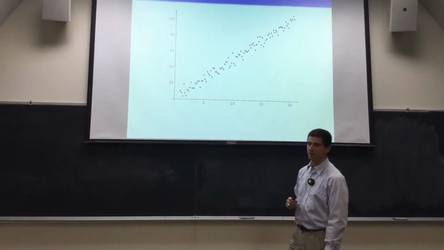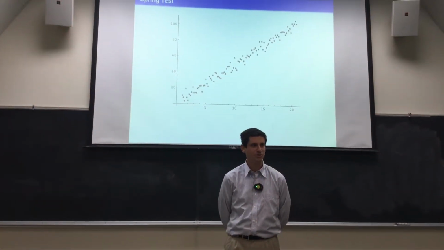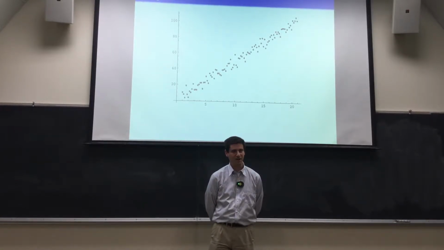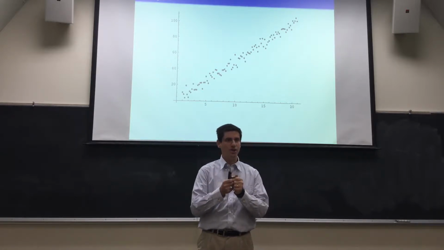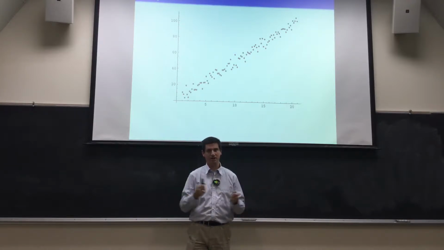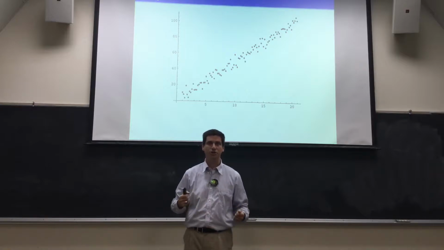So here is some data points, and it says spring test. It's not the weather and trying to see what the weather is. Who here has taken physics? All right, so what does this represent from physics? Hooke's law. That, if you look at the force on a spring, the force is proportional to the displacement. This is F equals kx, x is the displacement, and k is the spring constant.